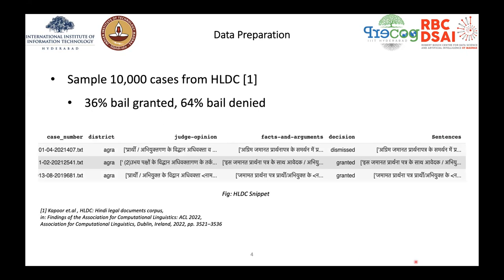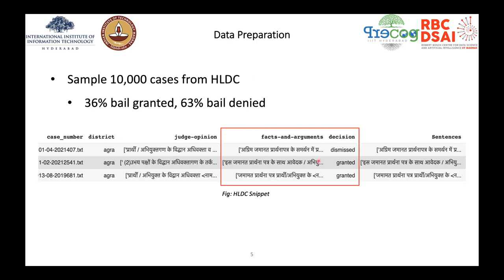And this decision attribute is about whether a bail is being granted or not, right? For all the other attributes, is the bail being granted to that case or not? And we are only going to use these two columns, so the facts and arguments and the decision, because the model that we are going to train is supposed to do something like, given the facts and arguments, does the model predict the decision, right? So we are only making use of these two columns.